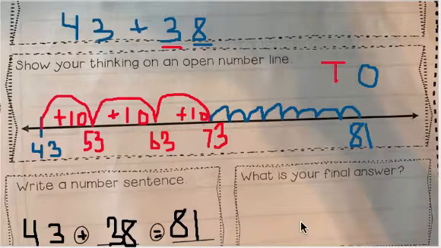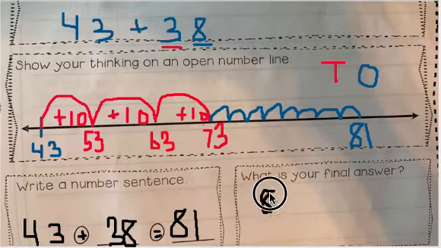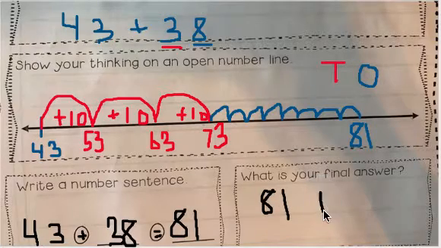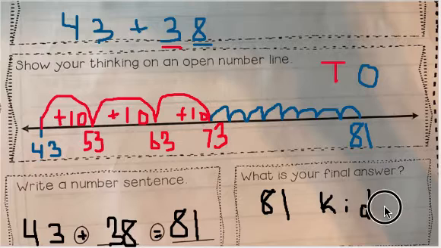And then what is our final answer? 81. But we have to put a word with that. So let's look back at our question. There were 43 boys on the playground, 38 girls came to play with them. How many kids is important, kids are on the playground now? So it's going to be 81 kids. And that is it for our word problem.